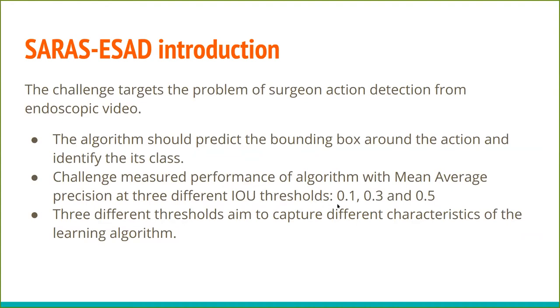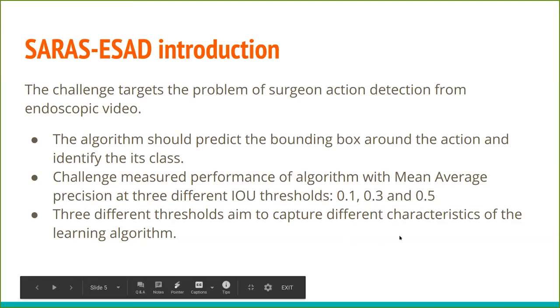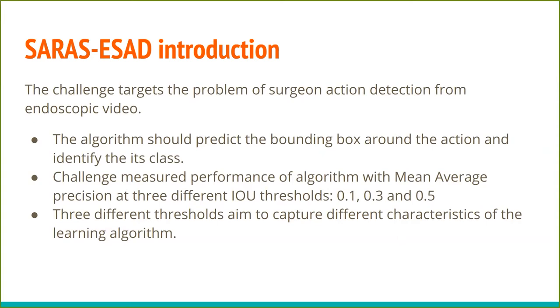So here we use three different IOU thresholds for computing the mean average precision. The first threshold was 0.1, the second was 0.3, and the third was 0.5. The mean over these three IOU thresholds, which is intersection over union scores, was used to compute the quality of the algorithm, how good the detection is. The aim for providing these three different IOU thresholds is that we want to identify different characteristics of the algorithm that people are deploying on this.